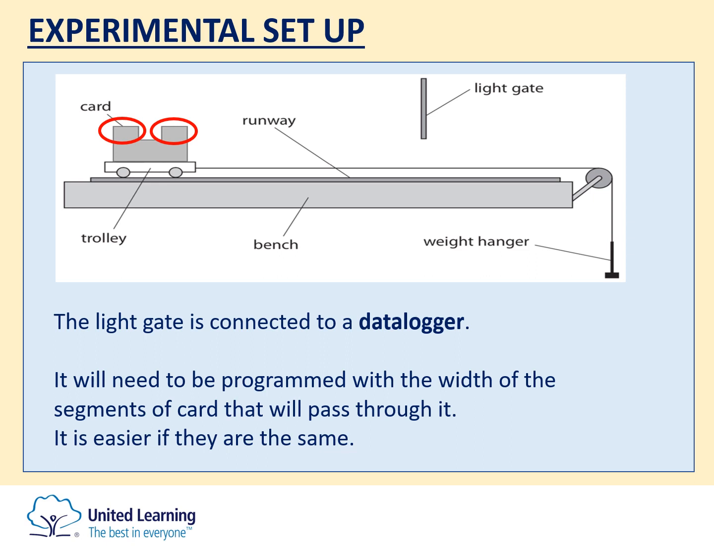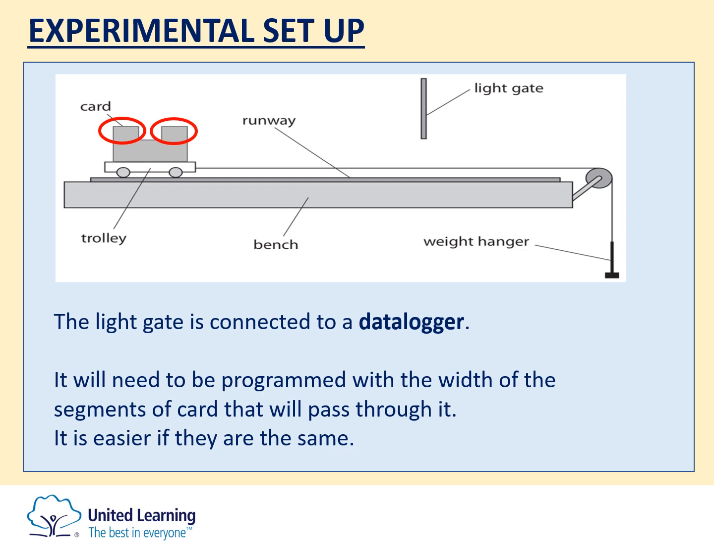Now, in the setup process, you would have to set up the data logger so that it knew exactly how wide the pieces of card are that are going to pass through the light gate. Because what it will do is measure the card as it passes through the light gate, and then it will measure the second half of the card as that passes through. It will automatically work out the speed or velocity of both sections of card, and from that it can then calculate the acceleration for you.